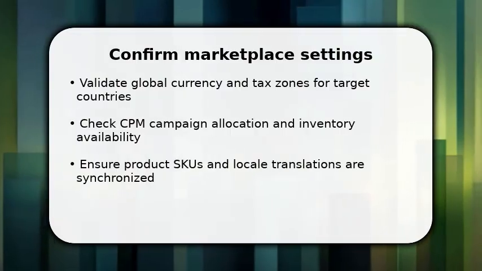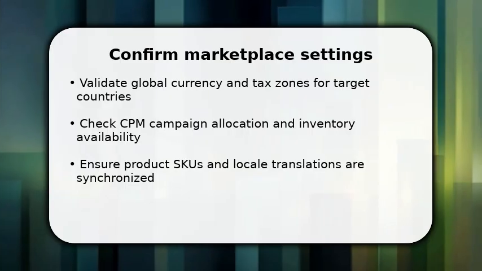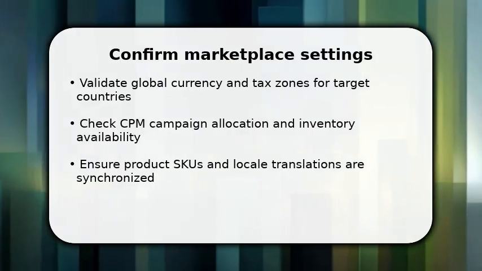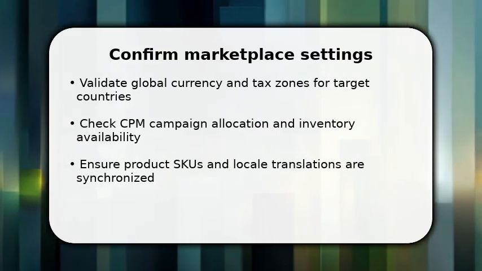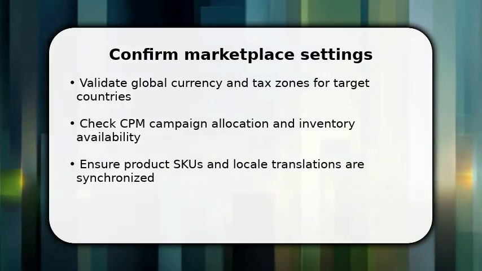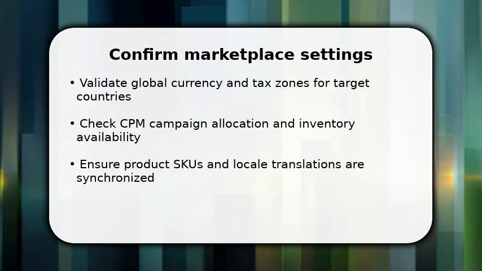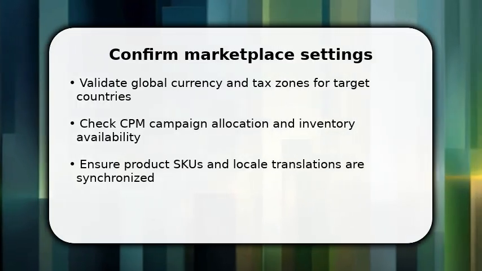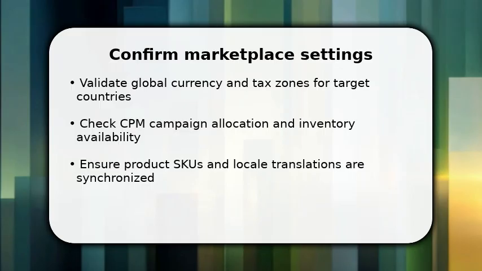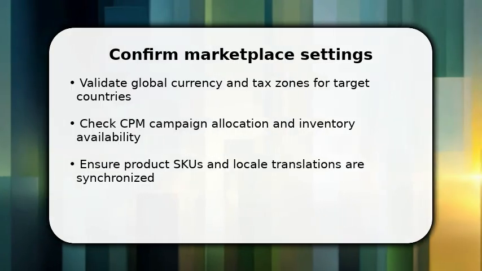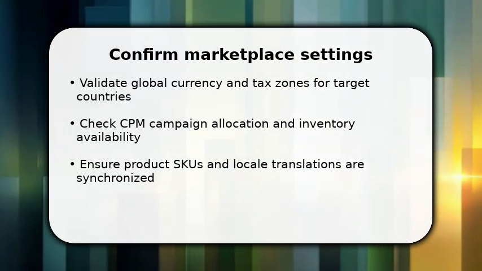You start by confirming the marketplace settings that affect world sale CPMs. Make sure currency conversions and tax zones are correct. Once done, verify CPM campaign allocation and available inventory so you avoid overselling. You should also synchronize product SKUs and locale translations to prevent mismatches. These steps reduce friction and give you clear metrics.